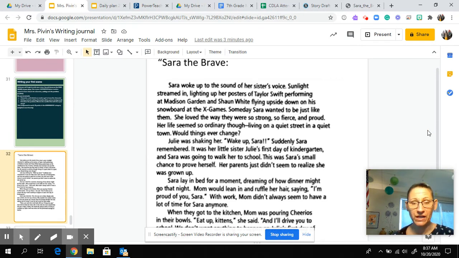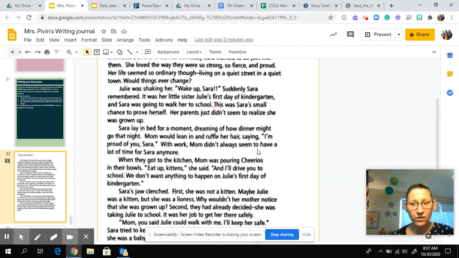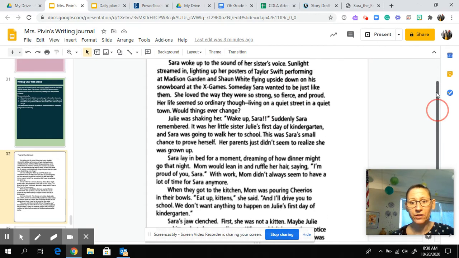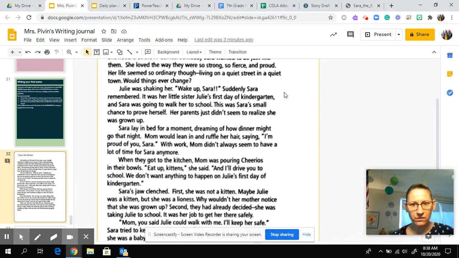Would things ever change? We learn so much through this description. We learn so much about Sarah. We learn who she admires. We learn her hopes and her dreams. We learn what's happening in her life right now. She lives in a quiet town on a quiet street.